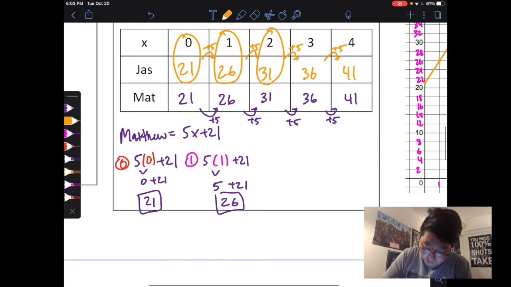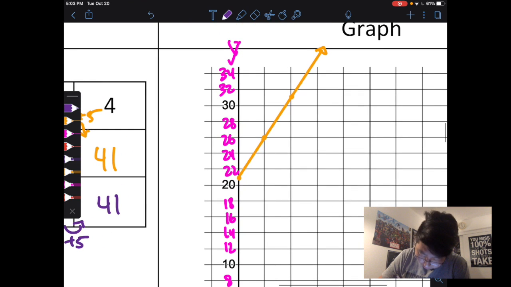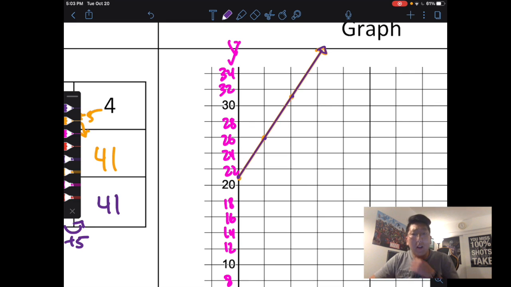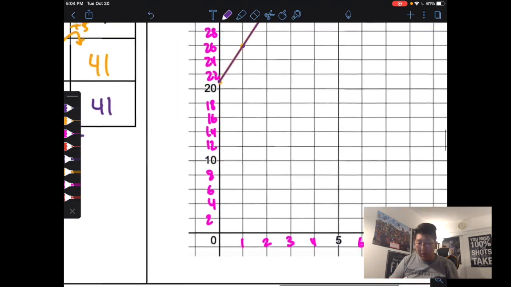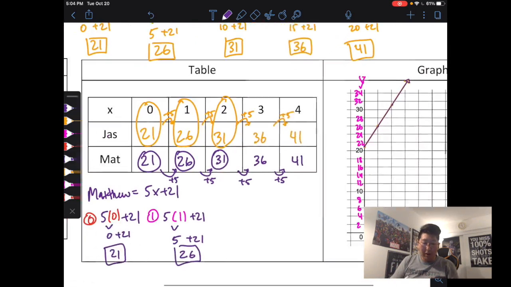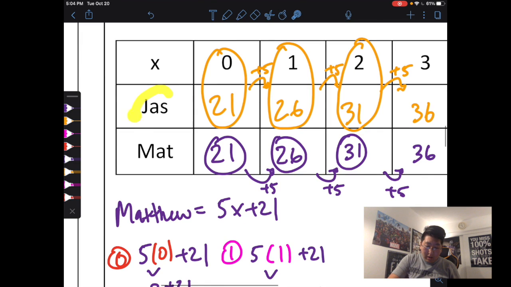Let's do Matthew's really quick. And you know that's going to be the same exact points, right? So let's go ahead and plot those same exact points. Do you see how this line is literally identical, meaning at every hour they're going to send the same amount of Snapchats, right? Jasmine and Matthew in 0 hours both sent 21. Jasmine and Matthew in 1 hour sent 26.